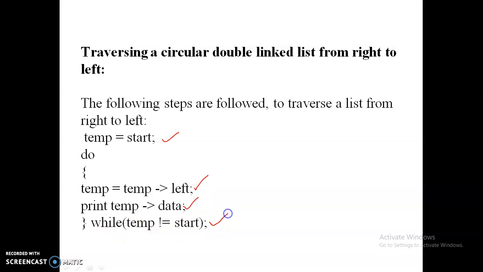Here we are using the do while loop because initially we start the temp with the start node, and next we move to temp of left and display the data. Then we check that temp is not equal to the start. If we give this condition at the beginning, initially the condition becomes false and exits from the loop. So we are using a do while loop for this.